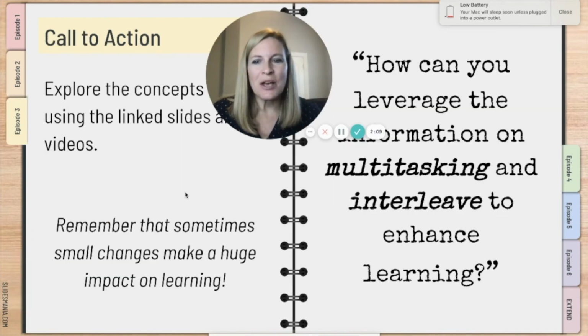Remember that sometimes small changes make a big difference. So we want to leave you with this question: How can you leverage the information on multitasking and interleaving to enhance learning?